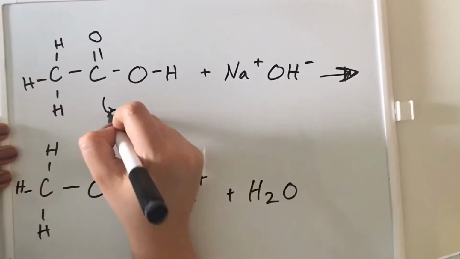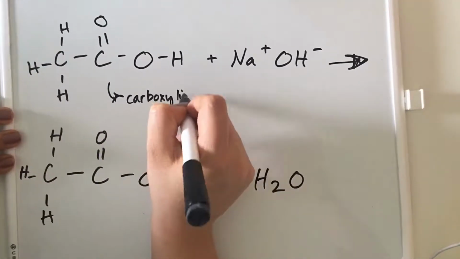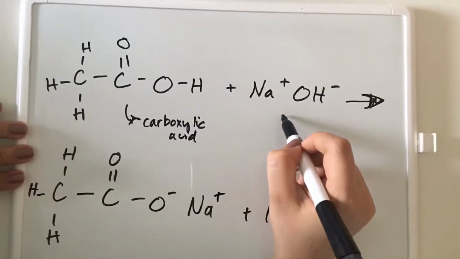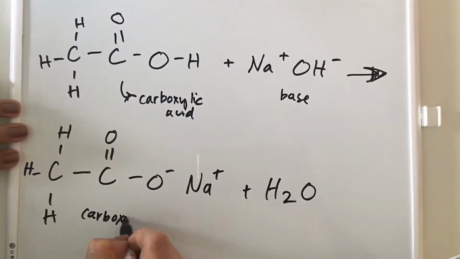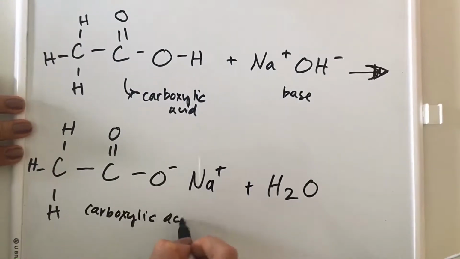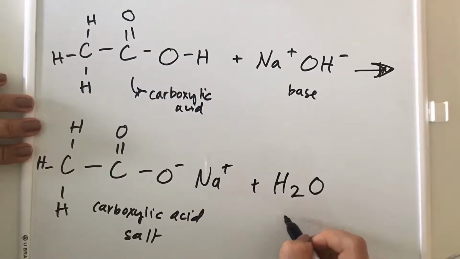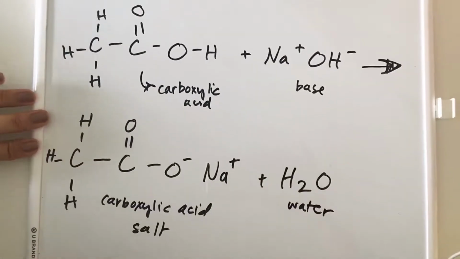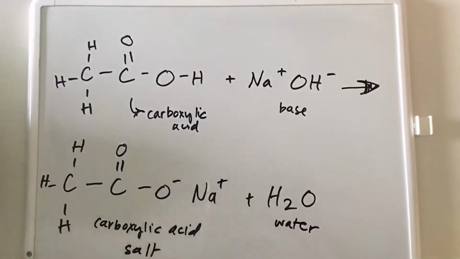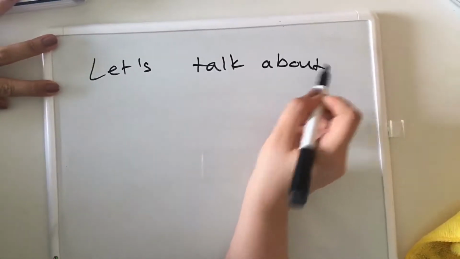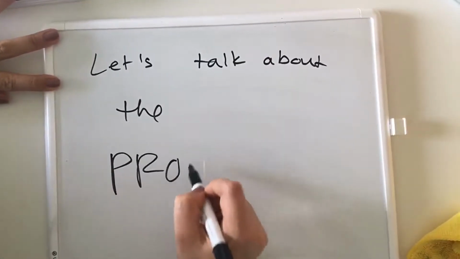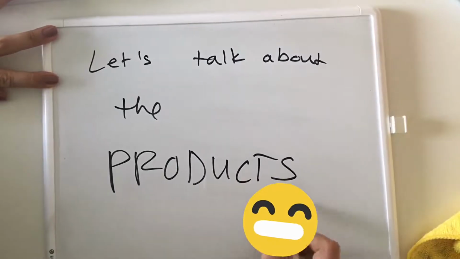Let's label what we've got so far. So here, that is our carboxylic acid. You could see the OH group on the carboxylic. We've got our base, which is our sodium hydroxide. And in our products, we have our carboxylic acid salt or carboxylate ion and water. Now that we've labeled and looked at all of the reactants in this equation, let's look at how we got the products.